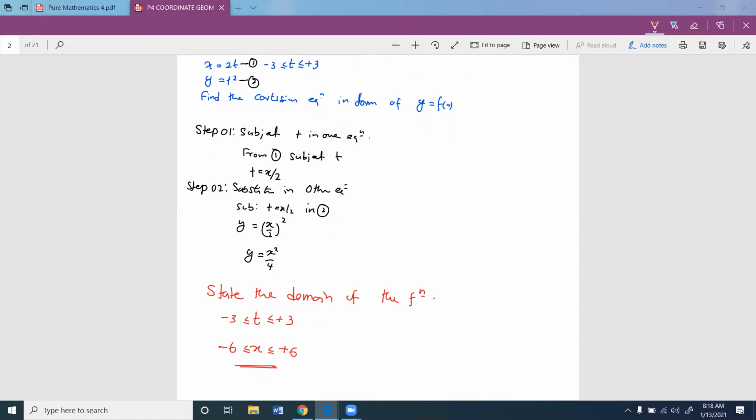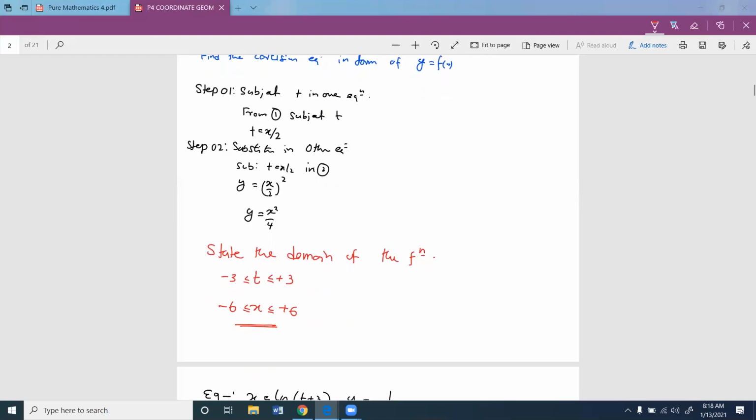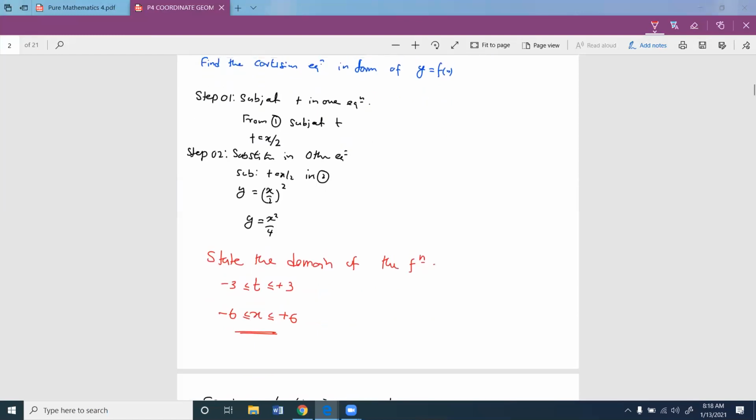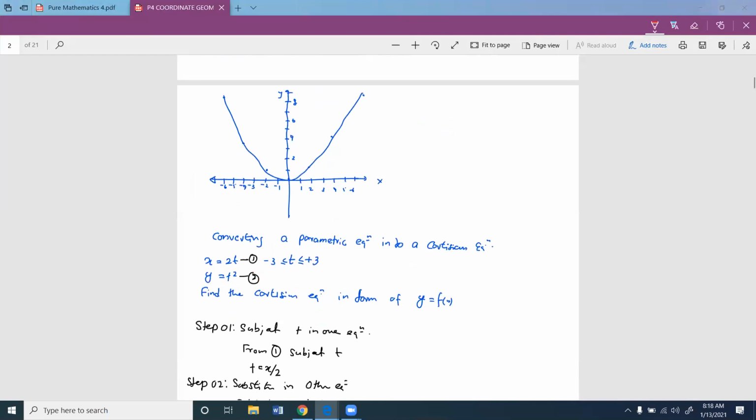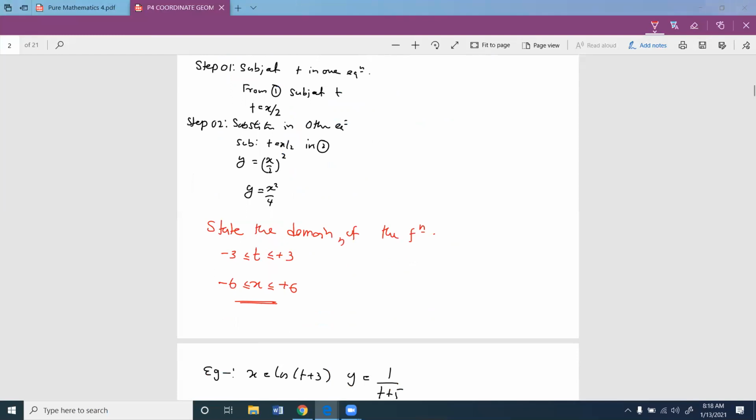And according to the graph, you can find the range as well. If you want to verify the range, you can just look into the graph. So you can say the range is the y values. It's starting from 0 and going up to 9. So if you want to state the domain, sometimes they can ask you the range as well. Range. So if you want to get the range, this is the domain.